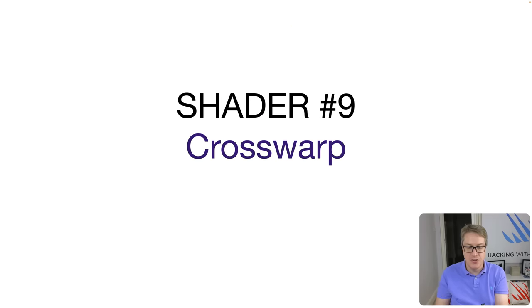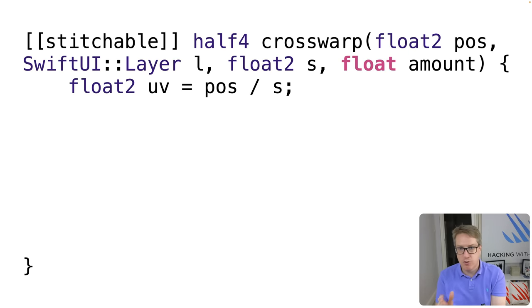Let's go ahead and do one more transition, a much more advanced transition called a crosswarp. This is going to stretch our pixels out from the center while also making them fade out. It's a lovely, lovely effect. It looks like this. We've got a crosswarp function here. Read our position, read our layer, read our size, read the amount, again between 0 and 1 here. We want to get the UV straight away. Where are we between 0 and 1 relative to the overall size of our thing?